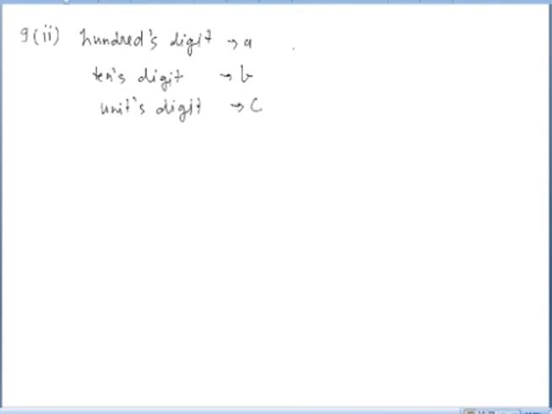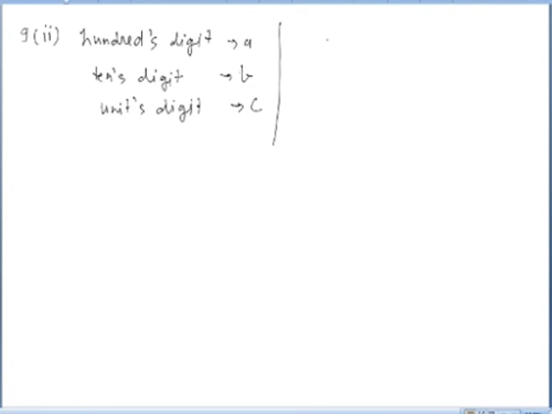Question number second. Just read this question in your book. The expression for a three-digit number when the hundreds digit is A, tens digit is B, and the units digit is C. So hundreds digit is A, tens digit is B, and units digit is C. Okay, so this is a three digit number.